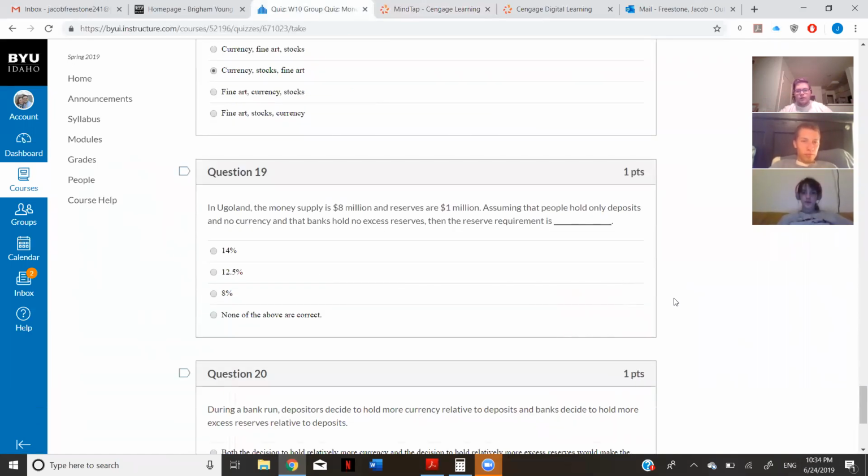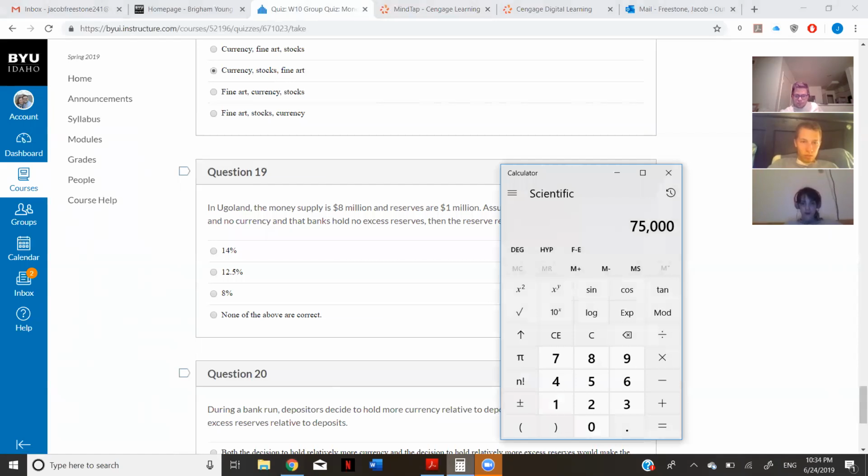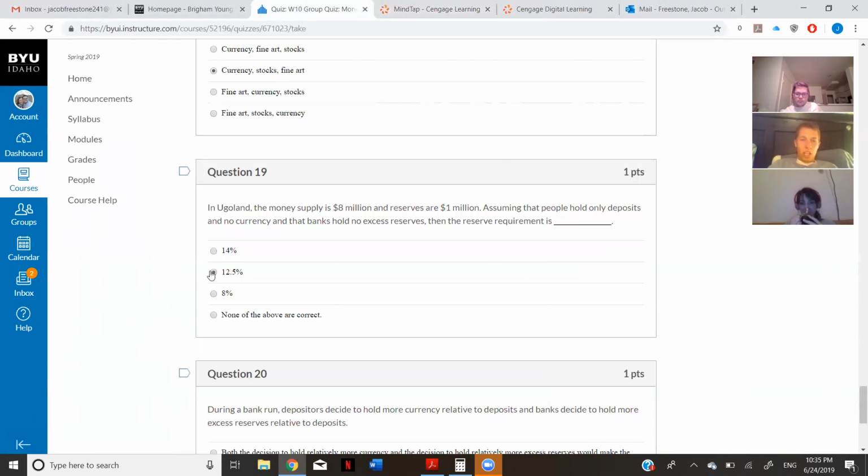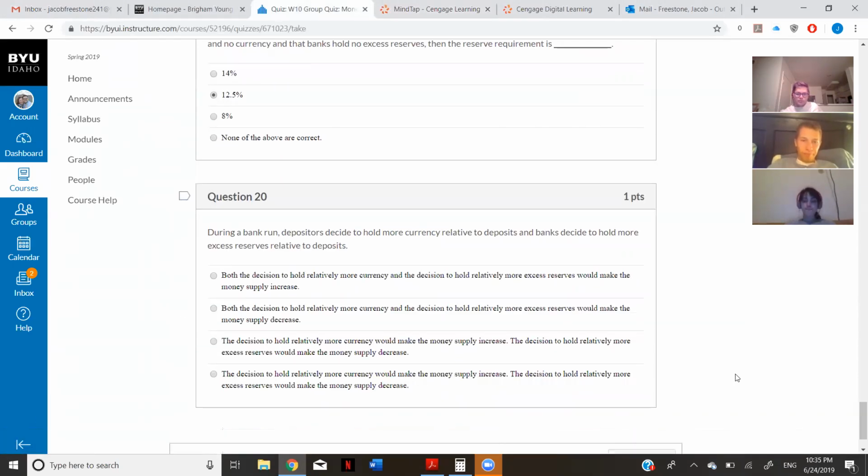Okay. Number 19, in Ugoland, the money supply is 8 million and reserves are 1 million, assuming that people hold only deposits and no currency, and that banks hold no excess reserves, and the reserve requirement is what? I said B. That's what I got. Yep. All right, last one.